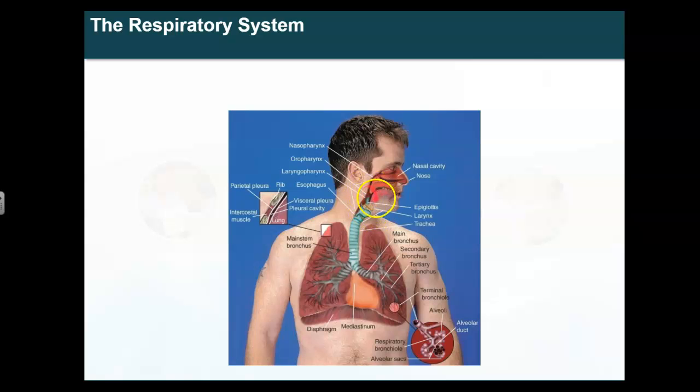But you have this thing called an epiglottis right here, which is really cool because it clamps down. It kind of acts like one of those automated trash can lids that flaps down when you're swallowing so that food doesn't go down into your trachea. But we will talk about that in a little while.